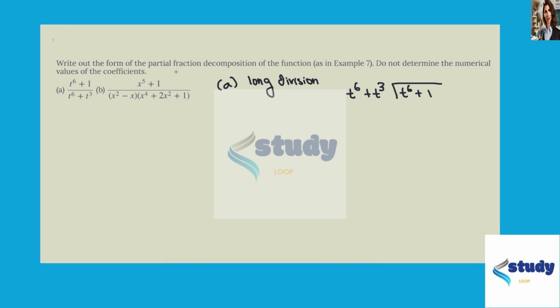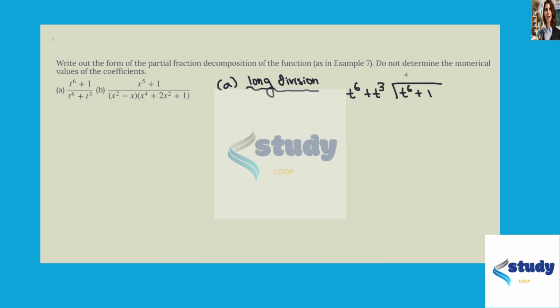Let's go ahead and find the partial fraction decomposition for these functions in part A and B. In part A, we see that the numerator has degree that's equal to the denominator. They're both degree 6. And any time the numerator has degree greater than or equal to the denominator, we should go ahead and use long division, polynomial division.